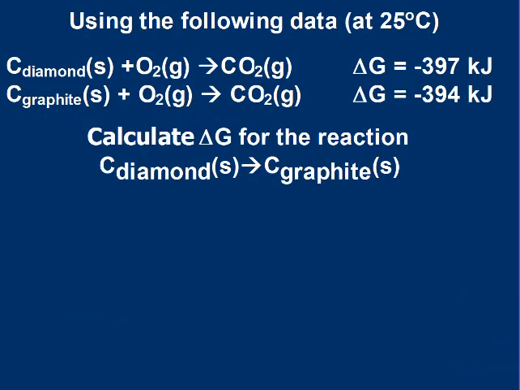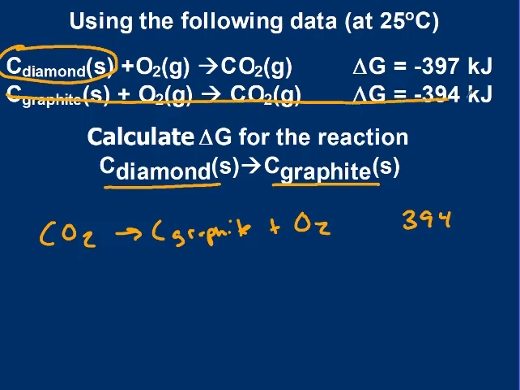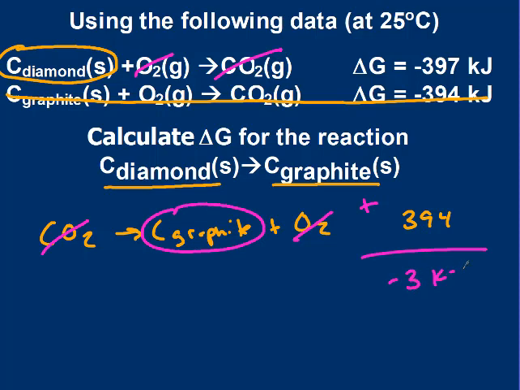Go ahead and pause the video and solve this one on your own. Restart when you're done. So we wanted C diamond as a reactant. We have C diamond as a reactant. We want C graphite as a product, so we need to reverse that second reaction. So then canceling out, we have oxygen on opposite sides, we have CO2 on opposite sides, we have everything we want. So we just add those up and we get negative 3 kilojoules.